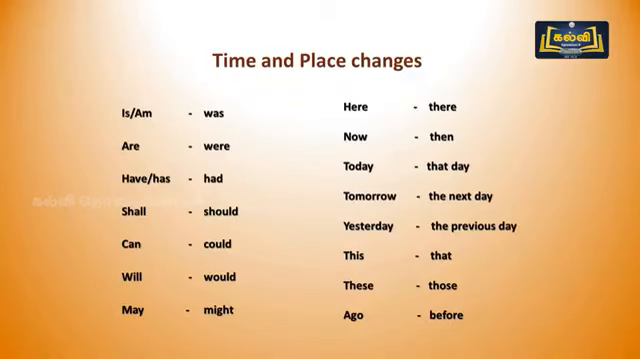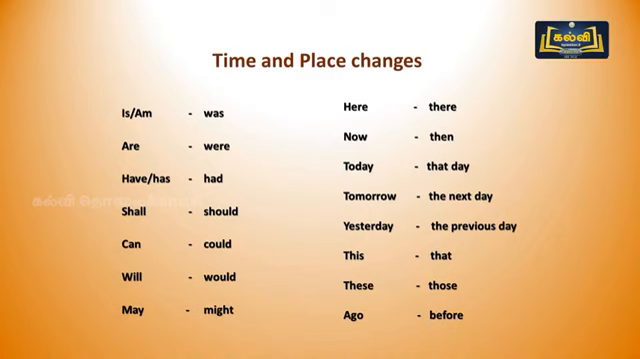See children, when changing into reported speech, you will change the tenses also. If it is present tense, you will change it as past tense. If it is past tense, you will change it as past perfect tense. If it is present continuous, past continuous. When it is given past continuous, you will change it as past perfect continuous. If the sentence is present perfect, you will change it as past perfect. If the sentence is past perfect, it remains past perfect. If it is given present perfect continuous tense, you will change it as past perfect continuous tense.